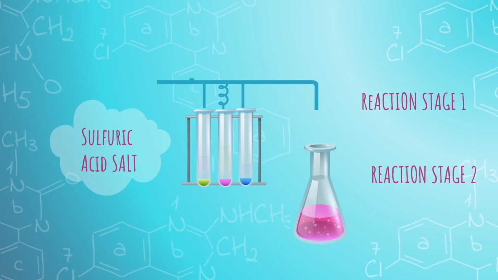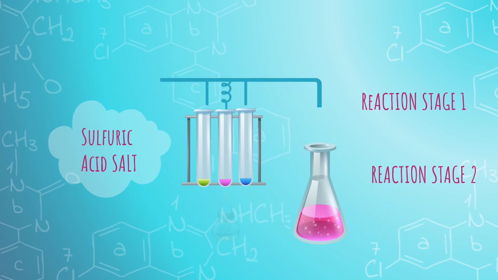Number 1, sulfuric acid salt. In this process, the raw materials are H2SO4 and NaCl in a two-step reaction process. The first reaction is at 55 degrees Celsius.